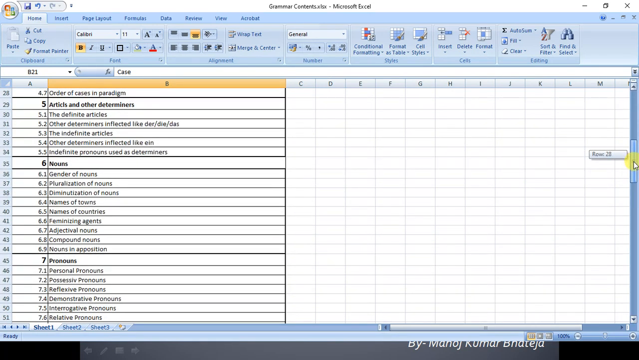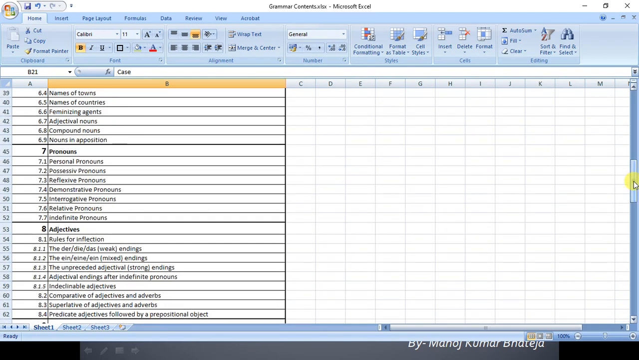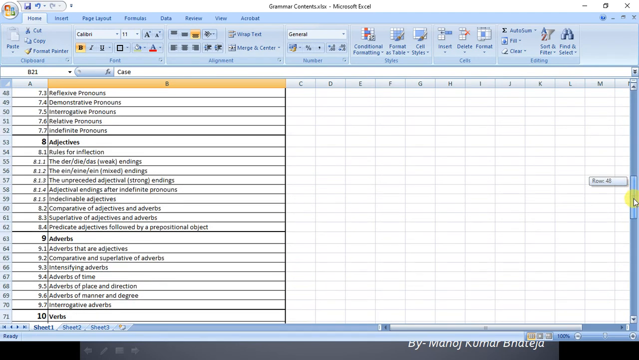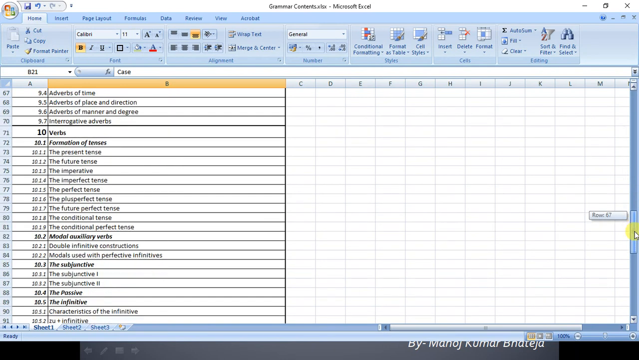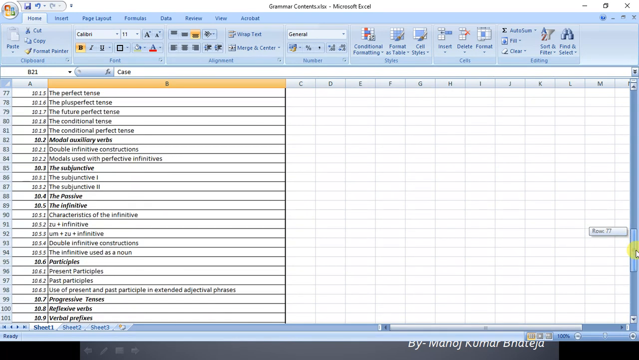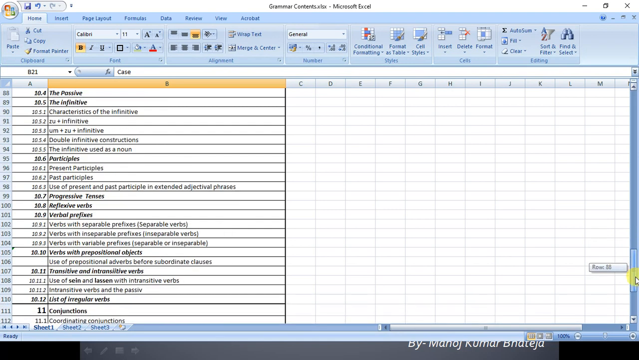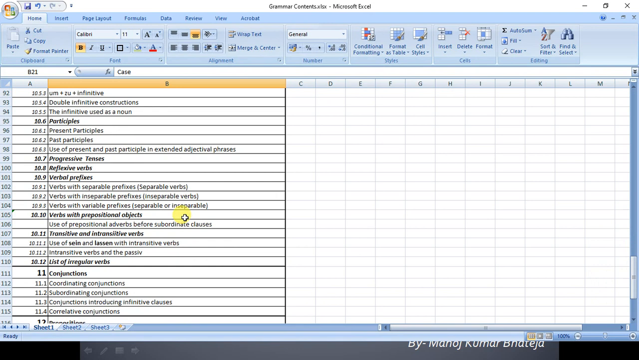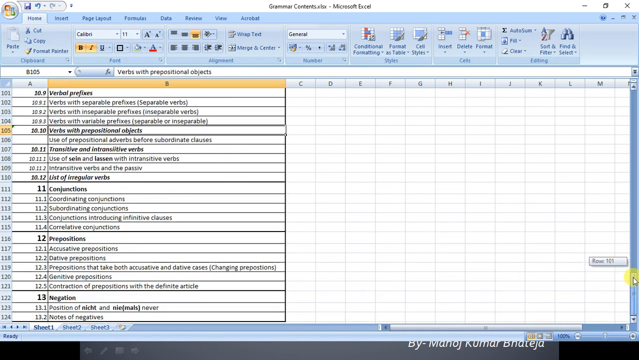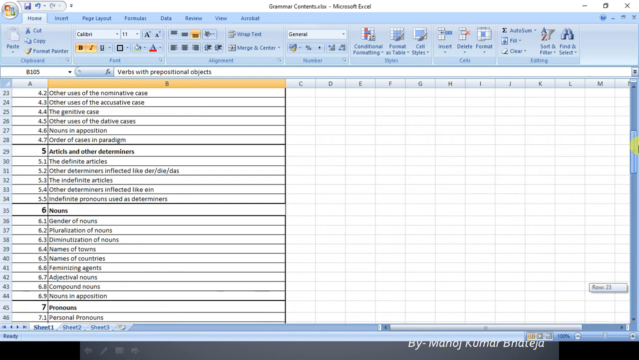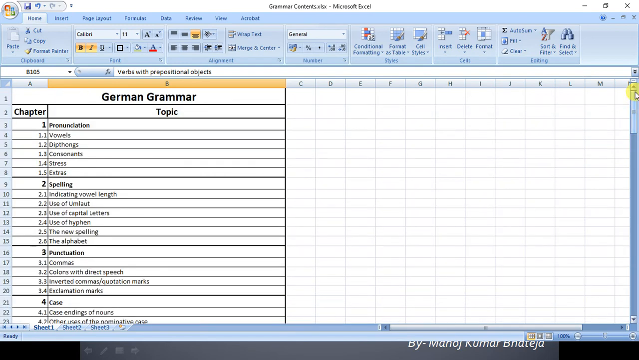I have nouns in the picture, pronouns in my list, adjectives and adverbs to elaborate, and of course verbs and tenses, the critical challenge or core topic to frame sentences. Then modal verbs, subjunctives, passives, infinitives, participles, progressive tenses, reflexive verbs, verbal prefixes, use of prepositional objects, transitive and intransitive verbs, conjunctions, and so on. These are the topics I am going to explain in my coming videos.